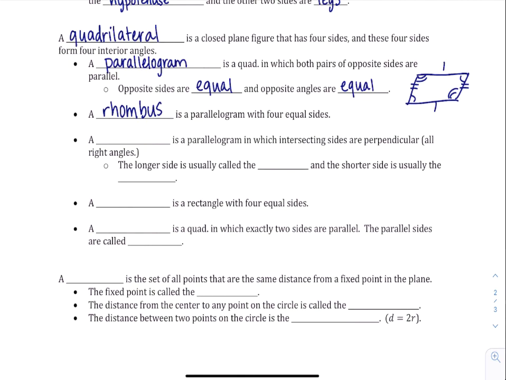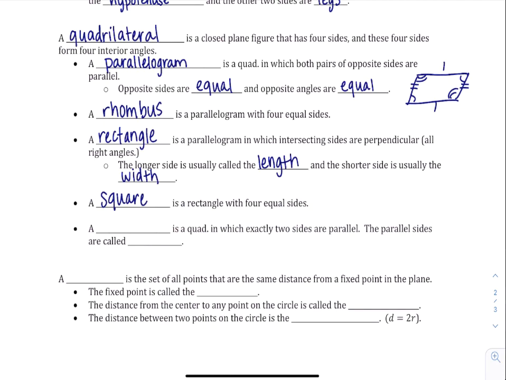If your parallelogram has intersecting sides that are perpendicular or right angles, we're going to call that a rectangle. Typically, the longer side of a rectangle is called the length, and the shorter side is typically called the width. Though if there's a specific orientation for the rectangle, then that would override this rule. But that's a rule of thumb that you can apply. Now, if your rectangle has four equal sides, then we're dealing with a square. A square is actually a special type of rectangle.